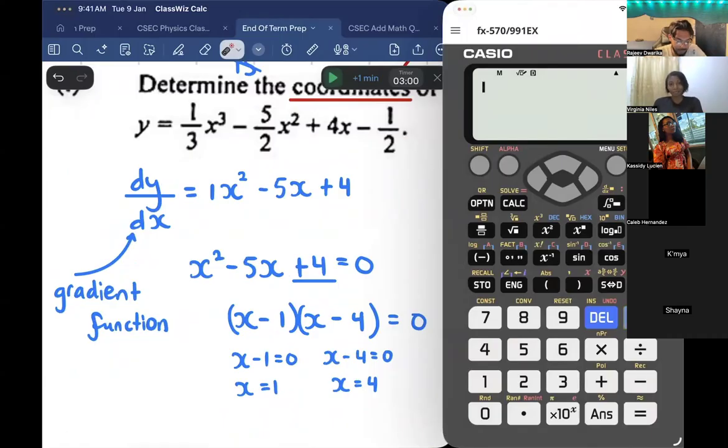And again, if you have trust issues, what other value for x could you plug into the gradient function? 4. So I'll say 4 squared minus 5 by 4 plus 4. And if I'm correct, the gradient is supposed to be 0.